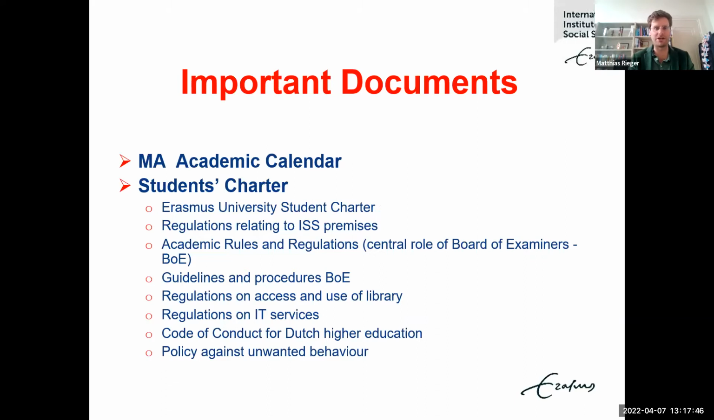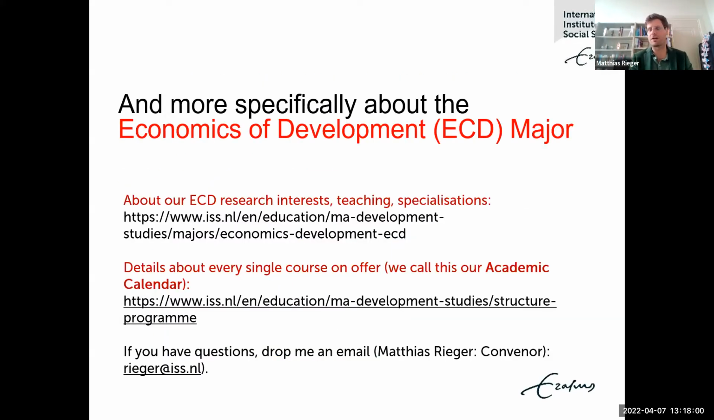If you want to have more information, there are some important documents on the website, and Darren is also happy to share these. There's the MA academic calendar, the student charter that tells you all about the rules and so forth. And for ECD, more specifically, check out our website. You see a little bit about our philosophy, what our staff members are working on. And you also can find the academic calendar on the website, where you can see the structure of the program, the types of optional courses you might be able to take.